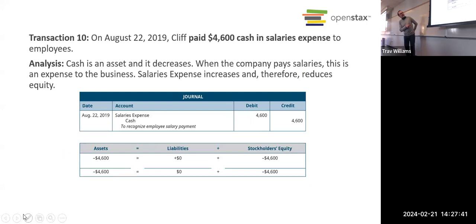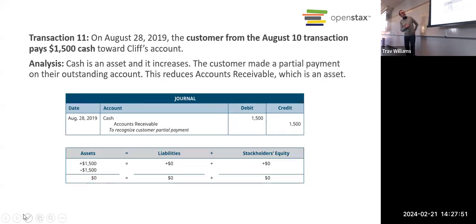Okay, they paid some cash in salaries expense to employees. Expenses decrease equity, and cash going down decreases assets. Then, let's see, a customer now pays them. So the company got cash, that's an asset going up. But the customer was paying down a receivable, right? So that is an asset as well. And because the customer paid it down, that asset went down.